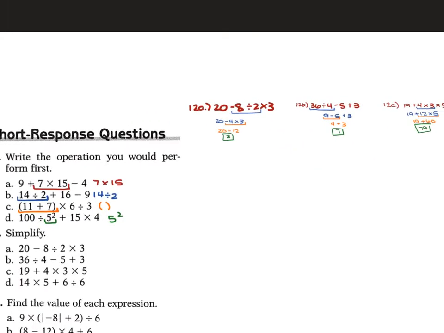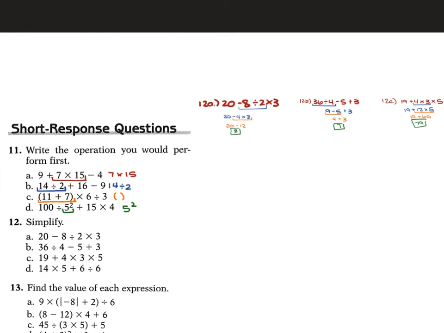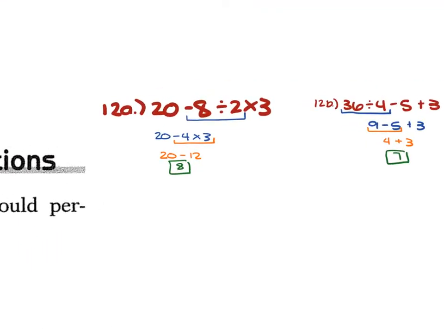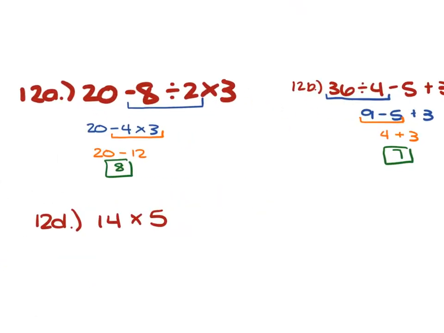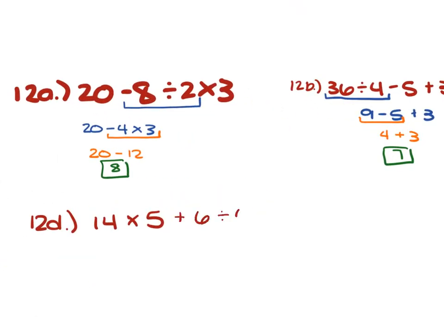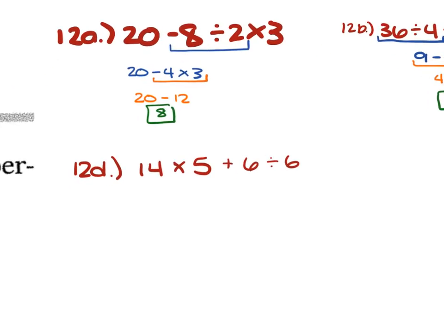For D, they give us 14 times 5 plus 6 divided by 6. We are going to do the multiplication first because it goes from left to right. So 14 times 5, the 5 times 4 is 20, 5 times 1 plus 2 is 7, so that's 70, plus 6 divided by 6. Next, you'll do the division. So the 6 divided by 6 is 1, so that's 70 plus 1, which gives us 71.